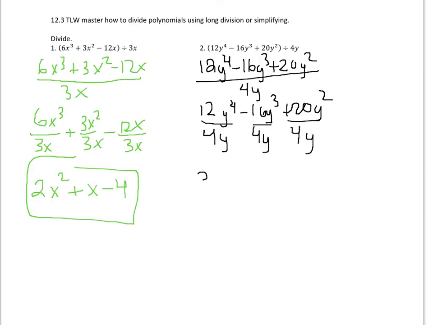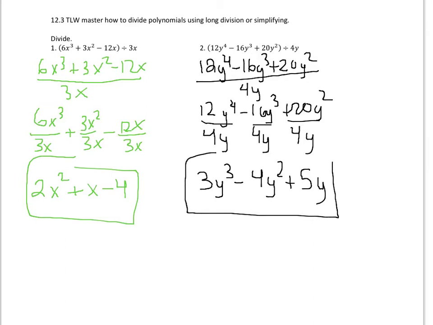12 divided by 4 is 3. Y to the fourth divided by y to the third. 16 divided by 4 is 4. Y to the third divided by y squared. 20 divided by 4 is 5. Y squared divided by y. There we go. So hopefully that's not too bad. Those are the easy ones. Next ones are still easy. They just require a little more thought, a little mental math, but it'll be alright.